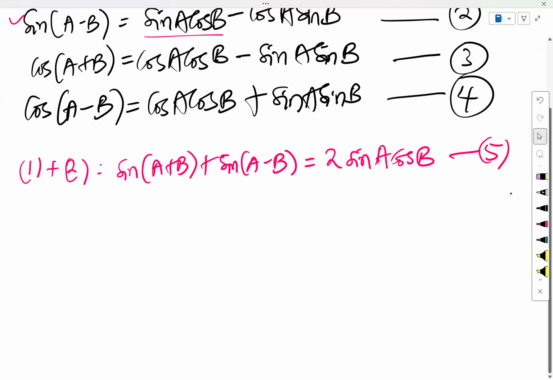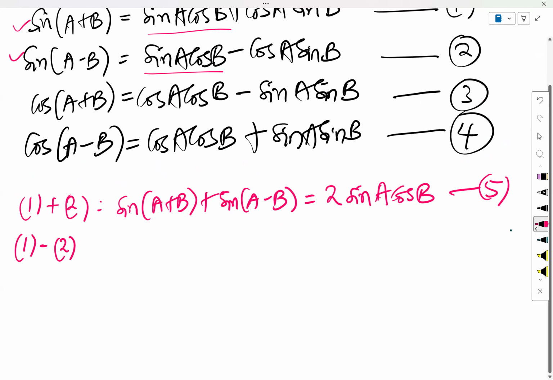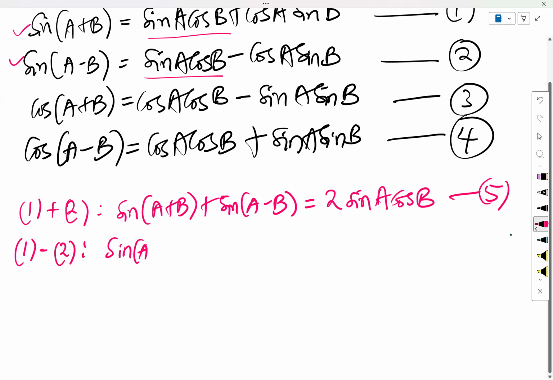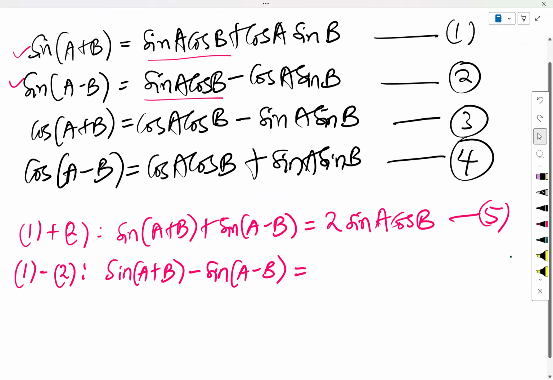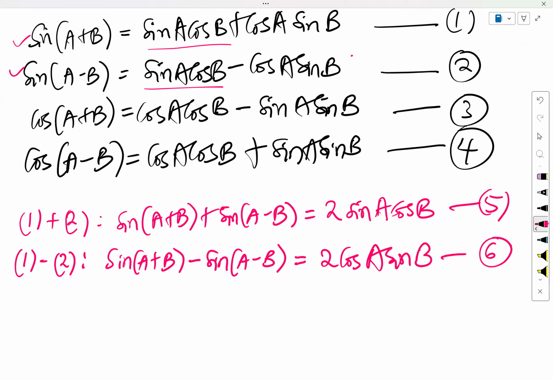Now we are going to have so many equations in this case. When you do equation 1 minus 2, what happens? You have sine A plus B minus sine A minus B, and that is equal to what? Sine A cos B minus sine A cos B, which cancels out. And then you have cos A sine B plus cos A sine B. That is 2 cos A sine B, and that is equation 6. So we are done with the sines.